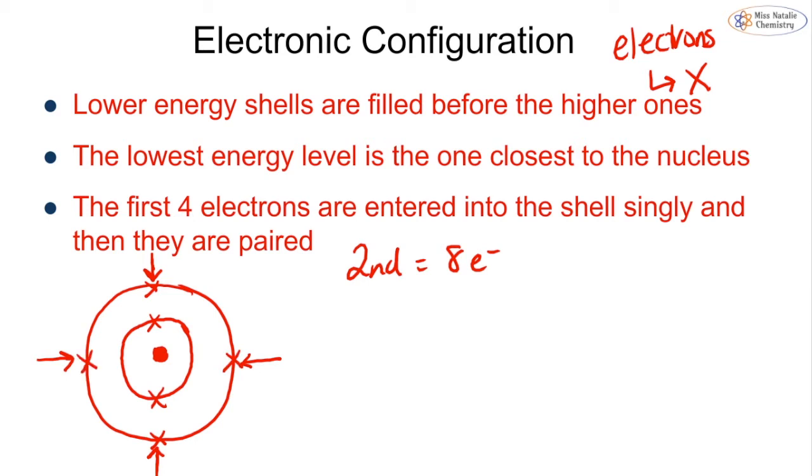Now, once I'm putting my 5th electron in, I have to start pairing because I no longer have any extra spaces. So I will pair the top, I would pair the bottom, and then pair the right, and lastly the left. So you will end up with a diagram that looks like that. And that tells us that in our first shell, you have 2 electrons, and in our second shell, you have 8 electrons. And that's how we write out the electronic configuration.